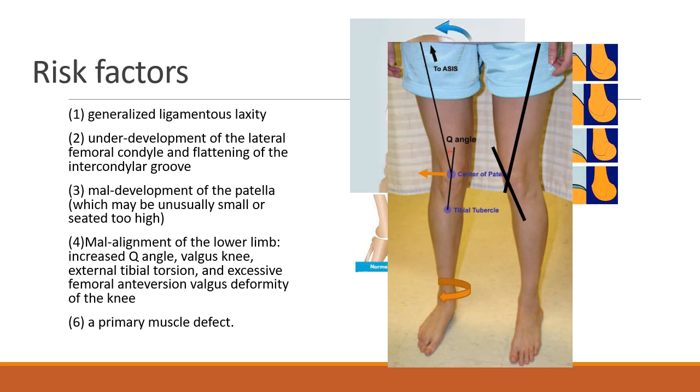An external tibial torsion. External rotation of the tibia will move the tibial tubercle laterally, and this will increase the Q angle. Or an internal rotation of the femur. This can happen due to an excessive femoral anteversion. So to reduce the head of the femur into the acetabulum, an internal rotation of the femur happens, and this will increase the Q angle and predispose the patient to patellar dislocation.